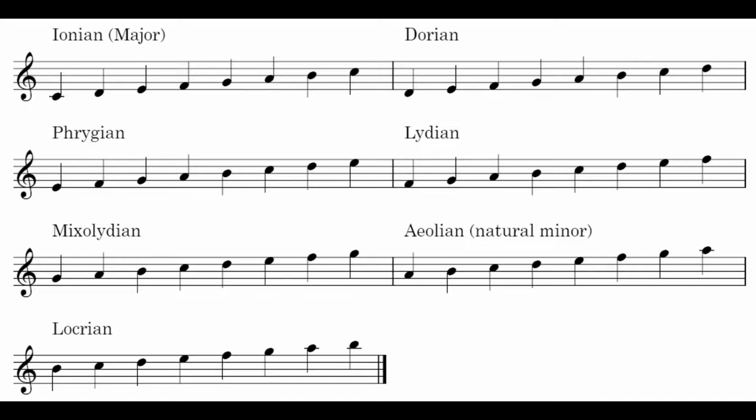Dorian, Phrygian, Lydian, Mixolydian, Aeolian, also known as the natural minor, and Locrian.